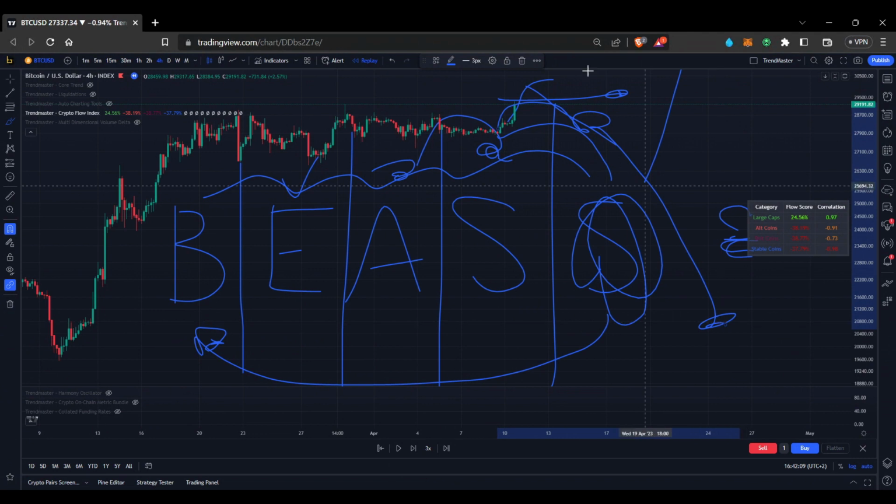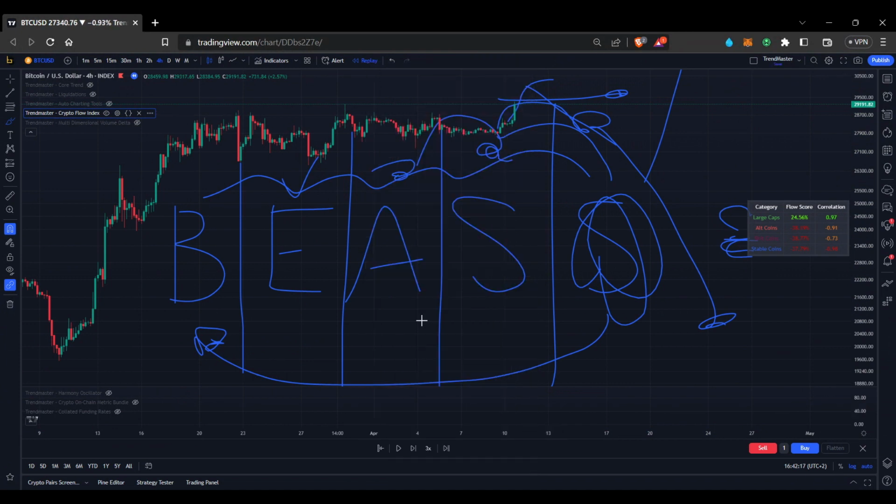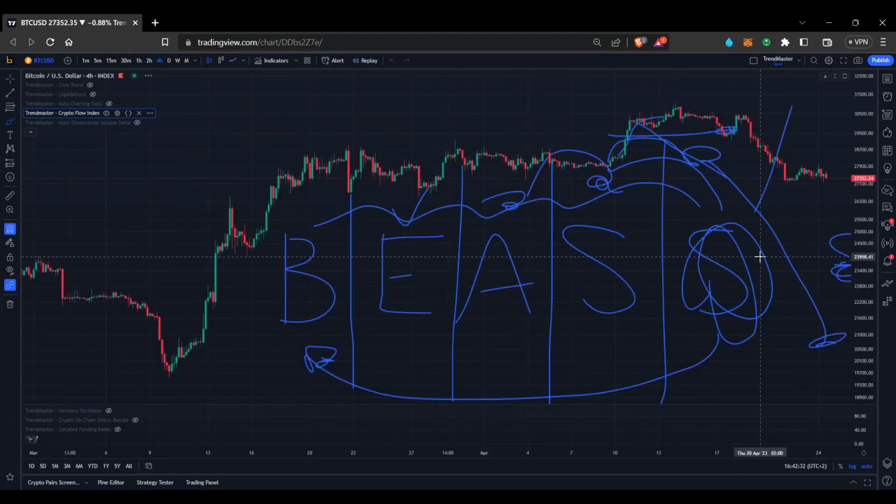So once you've worked out what stage of the cycle we're in, you can change this to subsectors, because if we're in the altcoin stage or the shitcoin stage, you can then go to subsectors and say, right, I know we're here, I know I need to be in altcoins, I know money needs to be in these mid-cap, even small-cap projects, but exactly where do I put my capital? And this is where you drop down to the subsectors. Let's move across here a bit.